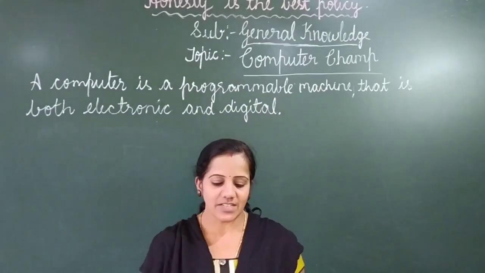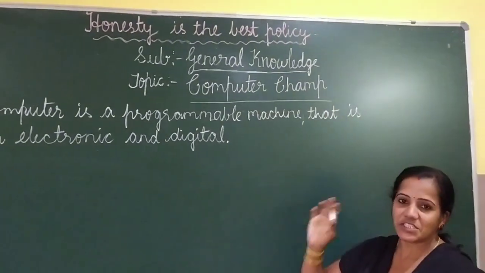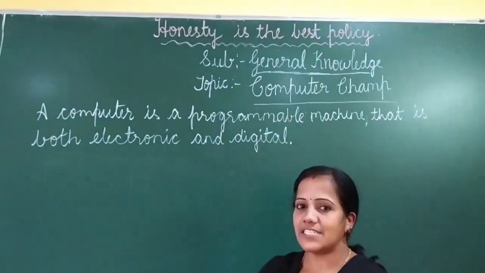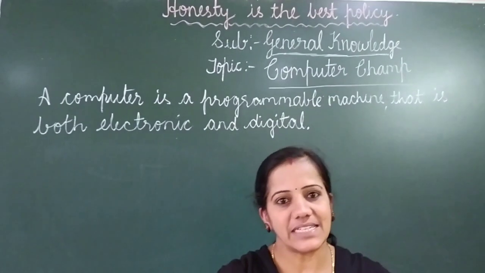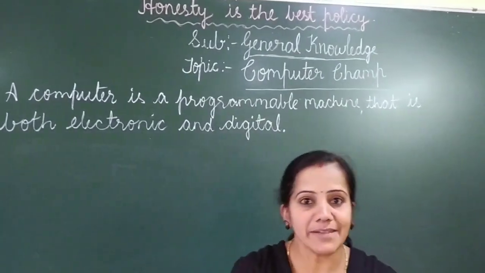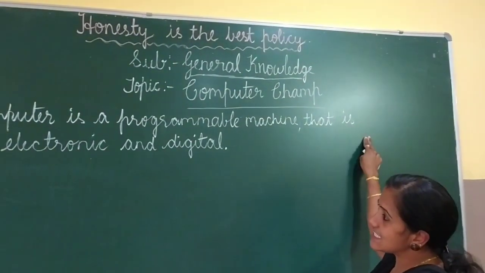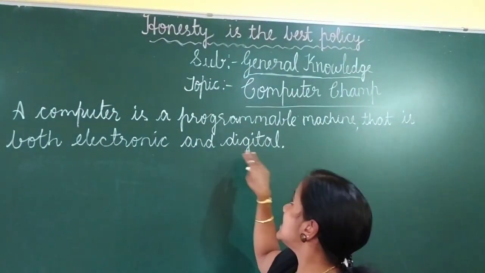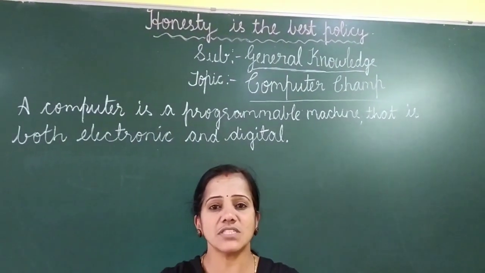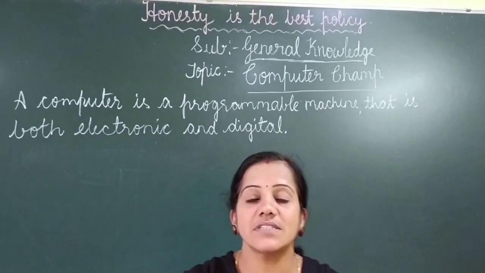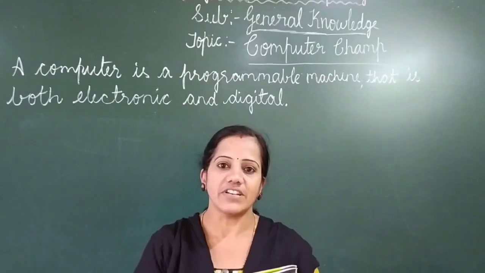So today in this class we are going to start a new lesson, lesson number 10, and the chapter name is Computer Jam. Okay. You have all learnt about computers, we know what a computer is and what the parts of a computer are, right? A computer is an electronic machine, we all know that. A computer is a programmable machine that is both electronic and digital. Nowadays computers are very important, right? Computers are used in all the fields.